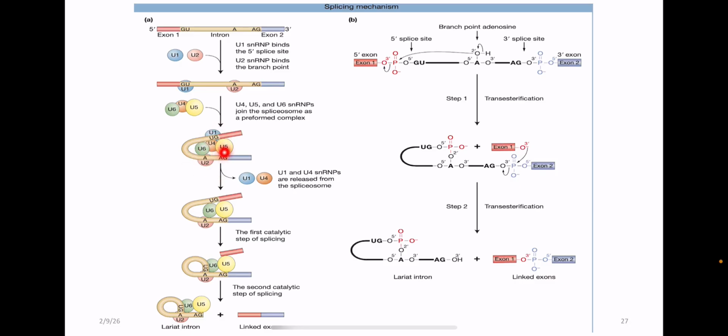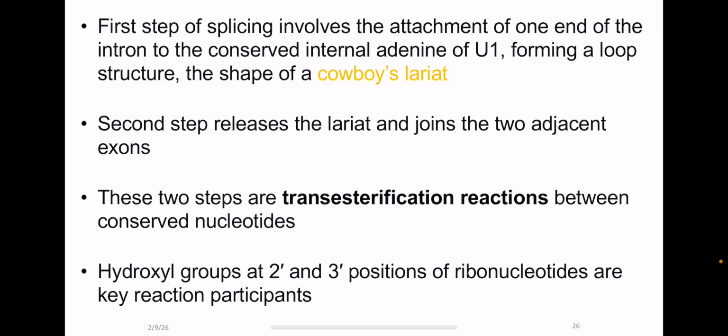So when U4, U5, and U6 come in, U1 and U4 will be released. You realize U2 is still bound to the branch point. So U1 and U4 will go away, leaving U6 and U5. What this does is help cut the first site. The removal of U1 makes the other complexes cut the GU point, which is the donor site, and the donor site will then form a lariat, like a cowboy's lariat. It forms a loop, and the shape is a cowboy's lariat.